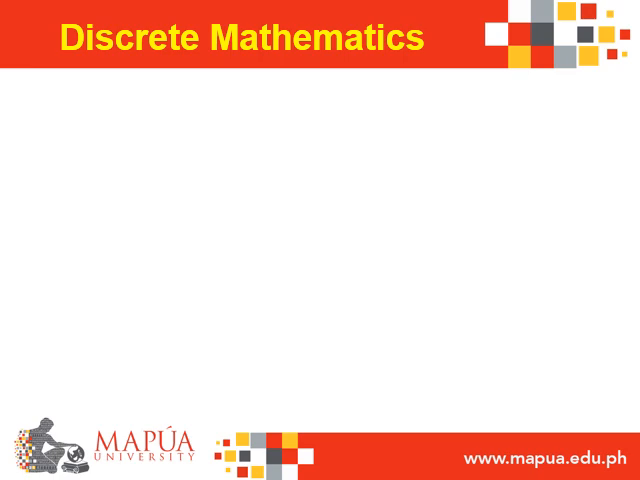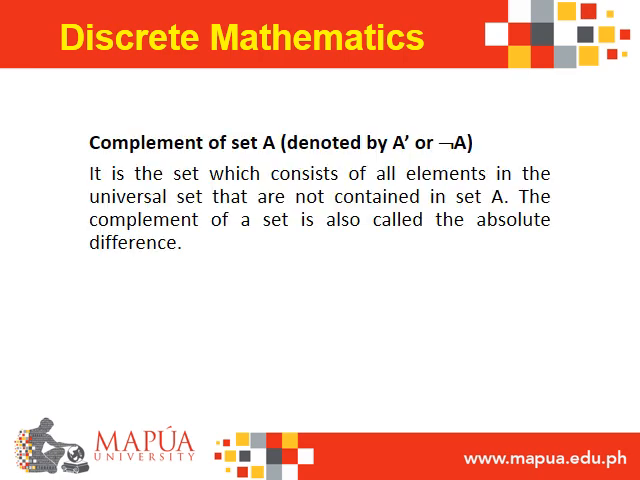The next operation is referred to as complement of your set. The complement of set A comprises of elements that are not contained in set A. However, these elements are included in your universal set. When depicted on your Venn diagram, it looks like this. This shaded region outside your given set A pertains to the elements included in the complement of set A.